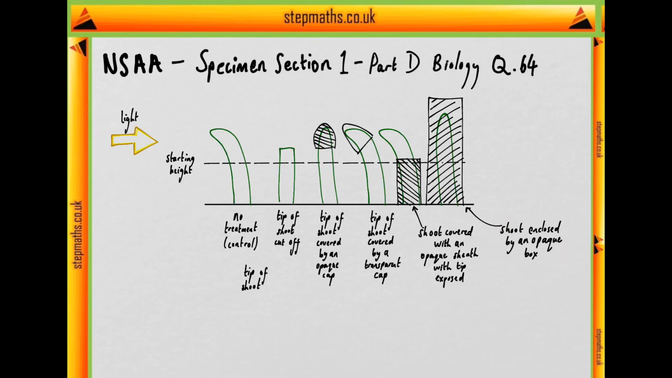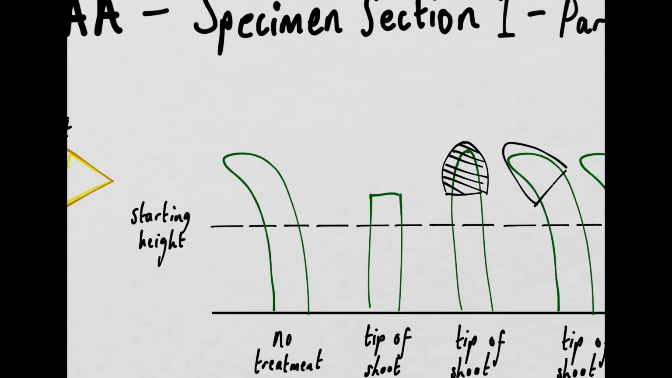growth. Now what you should be able to recognise is wherever the shoot is exposed to light and is not blocked off from the light, there is a positive response, which we term a phototropic response, which orients the growth pattern towards the light source. Now why would that be?